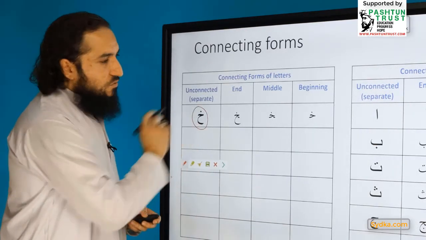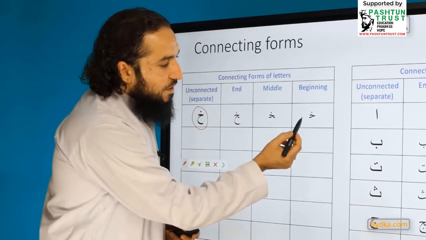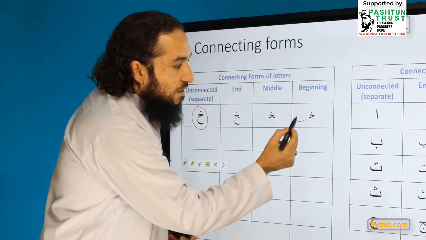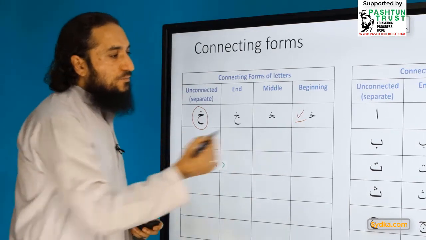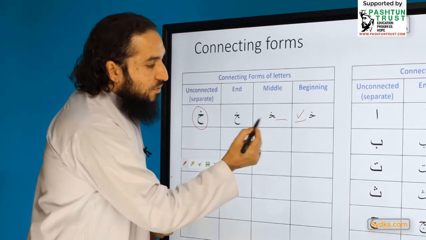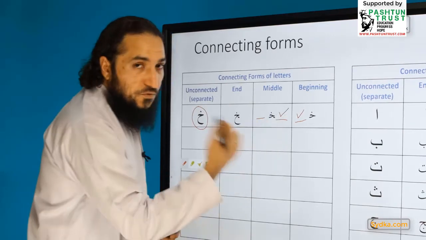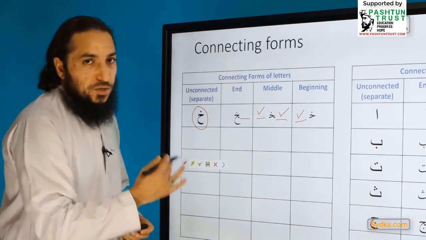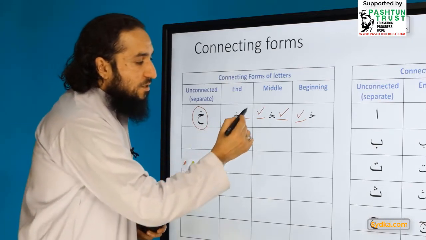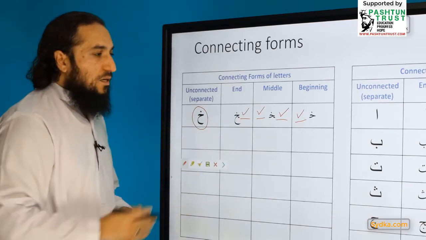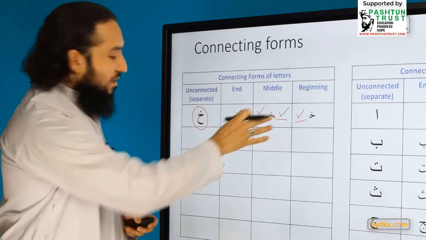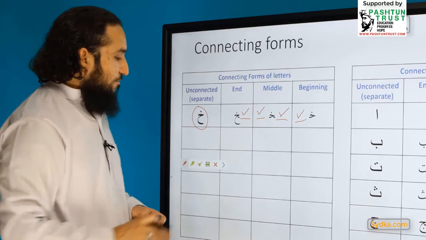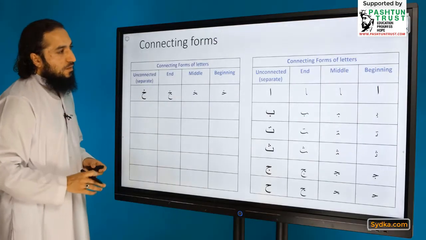When it's on its own, it's written like this. But if it's written at the beginning of a word, then you can connect other letters after it. If it comes in the middle of the word, then you can connect letters before it or after it. If it comes at the end of a word, then you can connect letters before it. That's why it's called a connector, because you can connect from both sides in the middle, and from this side in the beginning. Okay.